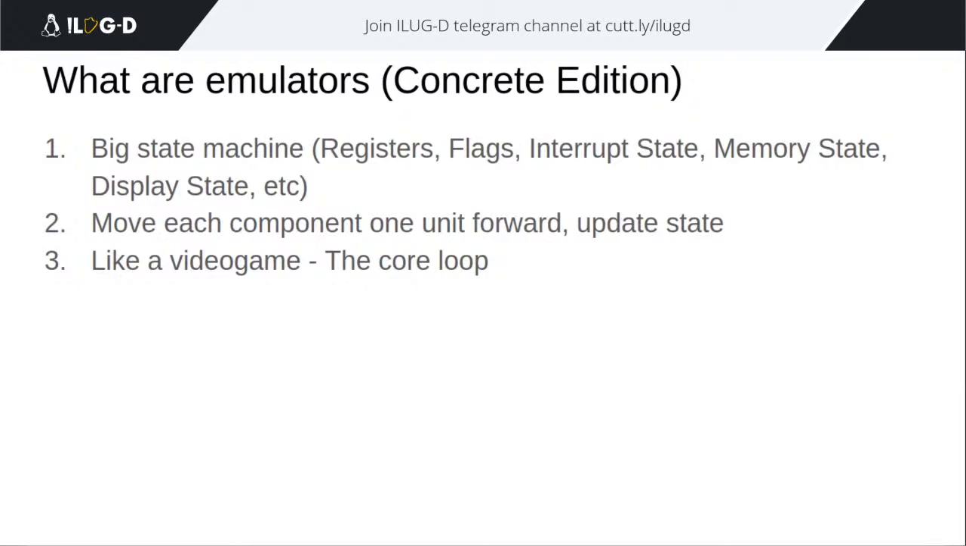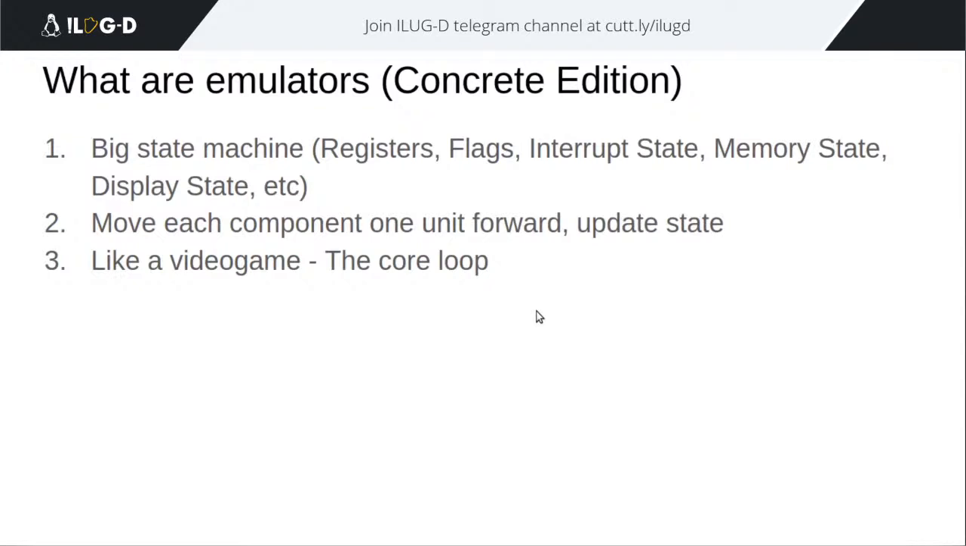So each part of the emulator, like say the central processing unit, the picture processing unit, each may have some data, right? It may have the registers, the flags, whether the CPU has an interrupt or not, what data is there in the memory, what pixels are currently being displayed on the screen. So these are some examples of the state that an emulator needs to keep track of, right?